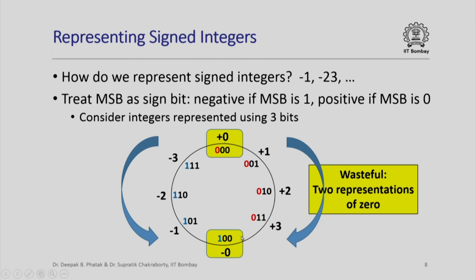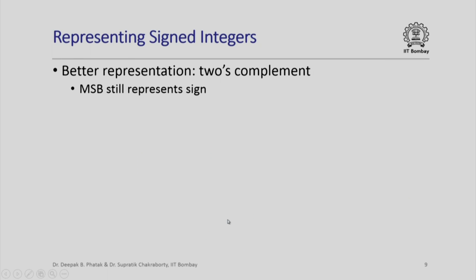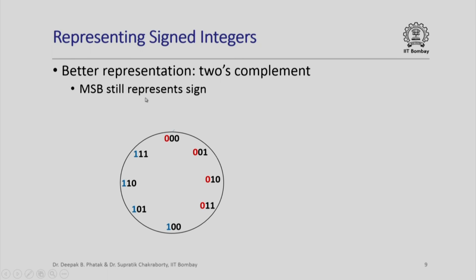So this is kind of wasteful, and so what we might want to use is another representation which is called the 2's complement, in which we still consider the MSB to represent the sign of the number. So in our circle along which we have placed all the valuations of 3 binary digits, we would still have these 4 representing positive numbers, these 4 representing negative numbers.